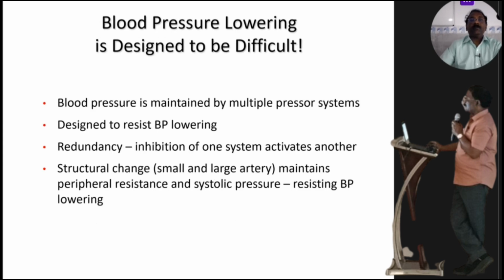So blood pressure lowering is designed to be difficult. BP is maintained by multiple pressure systems, different mechanisms designed to resist BP lowering. Redundancy: inhibition of one system activates another. So structural changes in large and small arteries maintain the peripheral resistance and systolic pressure, resisting BP lowering. So that is the reason when you are using drugs, these drugs should be synergistic. So don't use amlodipine plus cilnidipine. Don't use ramipril plus telmisartan. Okay. So drugs from different classes can be useful for synergistic activity.